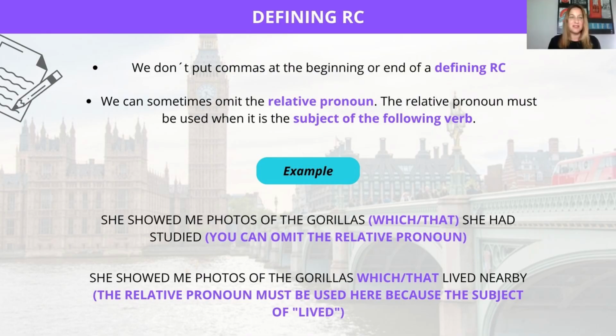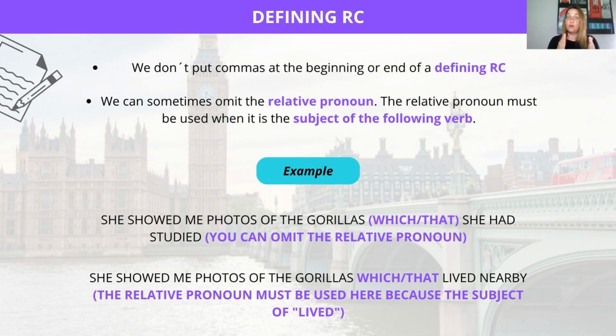So let's have a look at this. She showed me photos of the gorillas, which or that she had studied. You can omit which or that. We can put it, of course, but if you omit it, you are making your conversation more dynamic. So, for example, she showed me photos of the gorillas she had studied. Boom. Can you see the difference? It's much more dynamic.